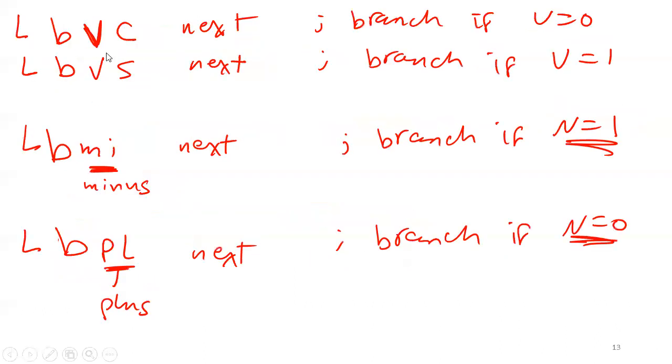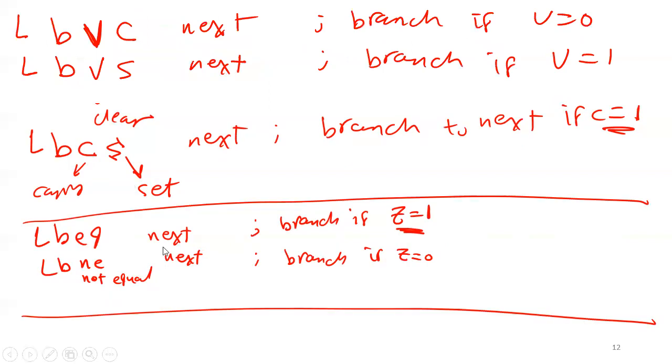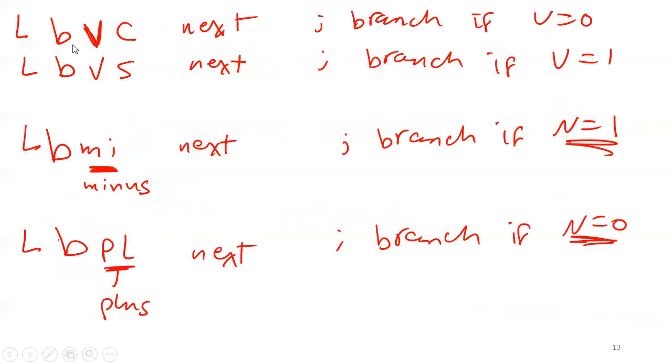Okay. Let's see these two. Here BVC. This one is going to branch if overflow flag is clear. Branch if overflow flag is set. Branch if minus. Minus means the negative flag is 1. So this one is going to branch if the negative flag is 1. This one, branch if plus. This one is going to branch if the negative flag is 0. Is that okay? Very easy, right? There are too many instructions, but I think they are easy.